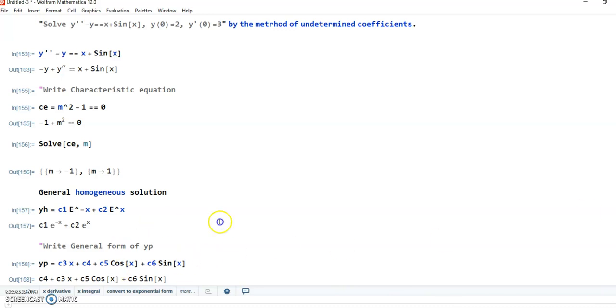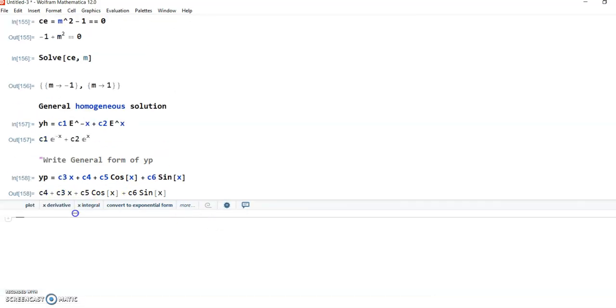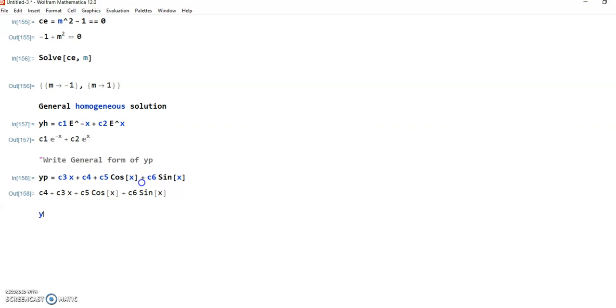After this, because we have to find the coefficients c3, c4 and so on by the undetermined coefficients method, we need to take the derivative of this. So take the derivative of this yp. You can represent this derivative of yp by yp d1. Okay, yp d1 will be equal to the derivative of yp with respect to x. So we will get this value.